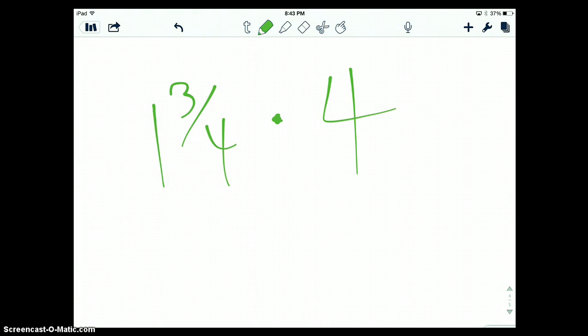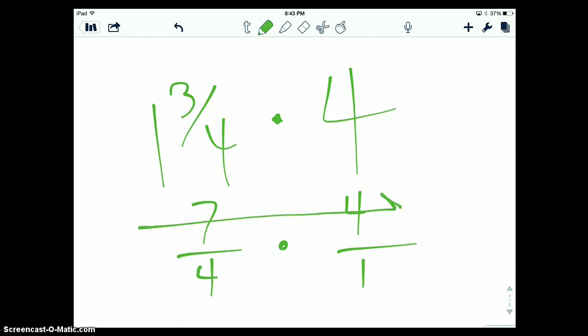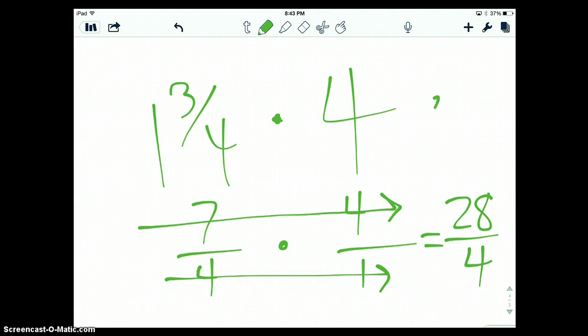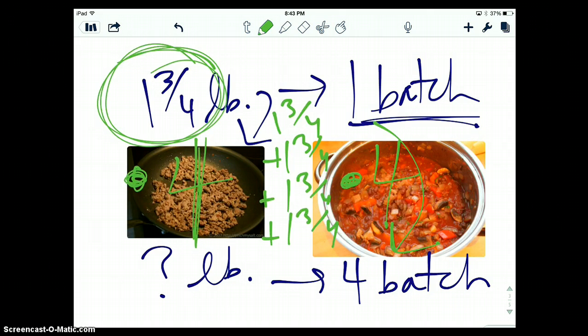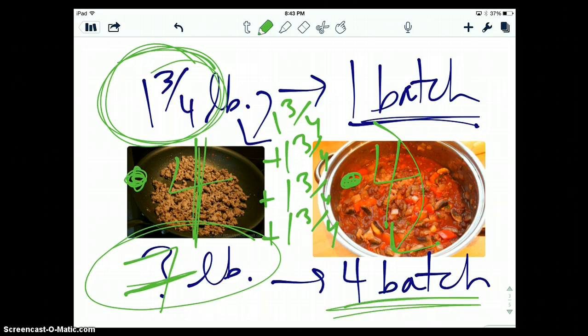So to finish this off, 1 3/4 times 4. Well, if I'm working with any type of fraction, I need to make them single when I'm multiplying or dividing, even when I'm adding and subtracting. So here I make it improper. I'm at 7/4. The 4 will be 4/1. Should I keep, change, flip? No, because this is not division. So I just multiply across. And I'm at 28/4. That's improper. So if I divide 28 by 4, it's a whole number. It goes in perfectly. And I end up with 7. So I will need 7 pounds of ground beef to make 4 batches of chili.